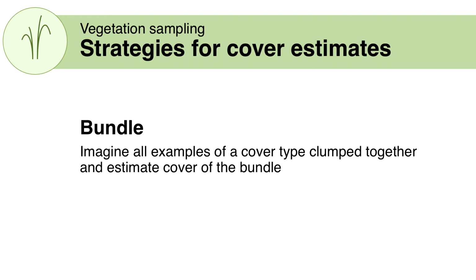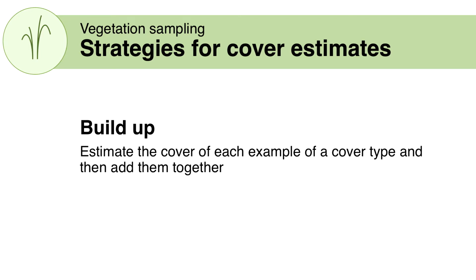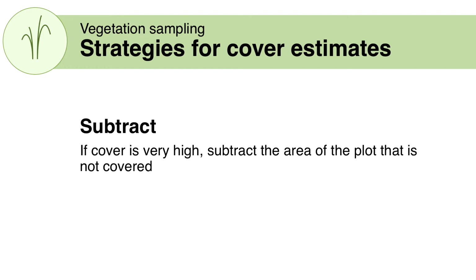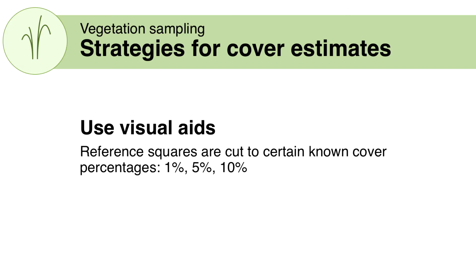So one strategy is to bundle, where you can imagine all the examples of a cover type move together into one part of the plot, and then estimating the cover of that bundle. Building up is where you can estimate the cover of each example of a cover type in the plot and then add them together. Subtracting is when you can estimate the cover of the area that's not covered by a cover type and subtract from 100. And then the visual aids are helpful references throughout for each of these strategies.